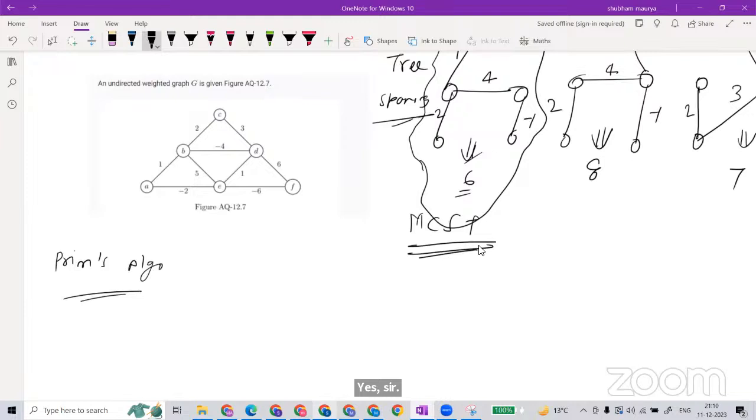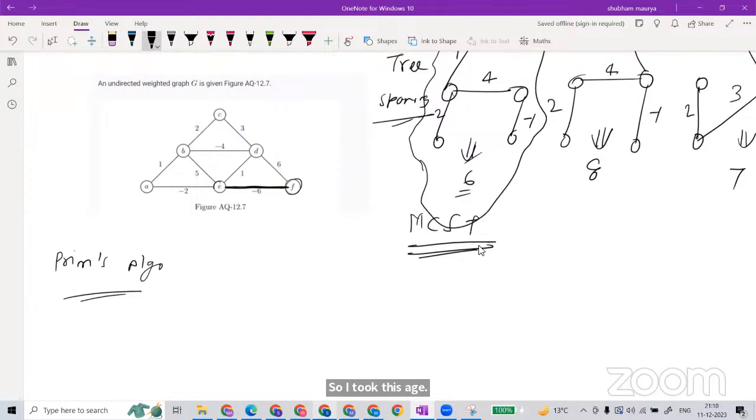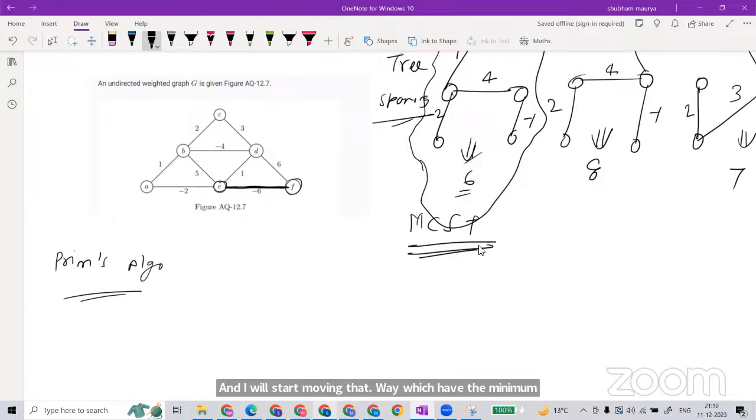Okay, so take this edge. I have taken this edge. Now I will start growing. Growing means I will start moving with the edge which has the minimum weight. So I took this edge. Now I will look at this vertex and this vertex, and I will move in the direction which has the minimum weight. So which edge has the minimum weight connecting these two vertices?